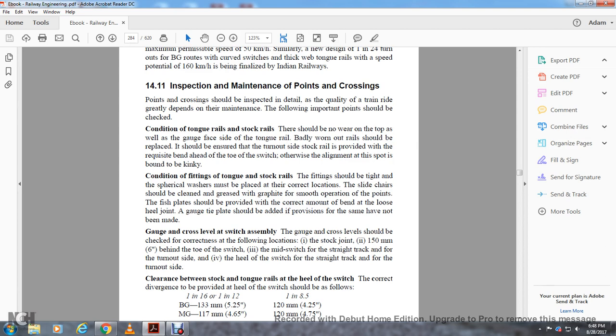They should be checked over the top of the gauge face side of the tongue rail. Badly worn out rails should be replaced. It should be ensured that the turnout side of the stock rail is provided with the required bend of the head along with the whole switch, otherwise the line with the spot is found kinking.